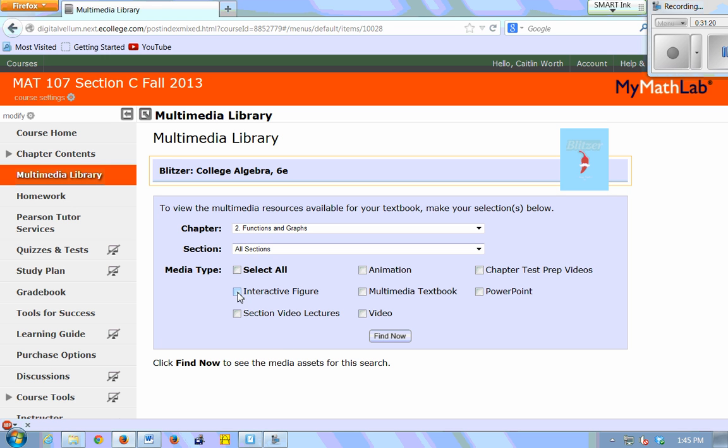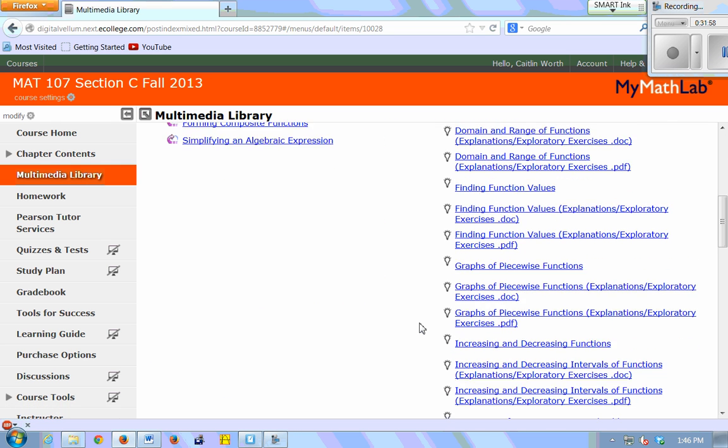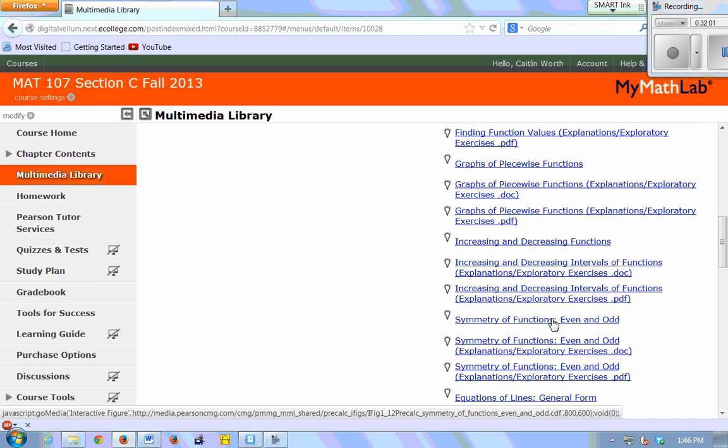There, they often have interactive figures, video lectures, so like the author of the textbook giving a lecture on the section. So that's an alternative to the lecture that you get in class. You can watch another one. There's great animations. The multimedia textbook is where you can just go to read your textbook. There are videos, chapter test prep videos, PowerPoint presentations. So I'm going to look at interactive figures and animations. It's one of those. I can't remember. I think it's interactive figures. I want symmetry of functions, even and odd.